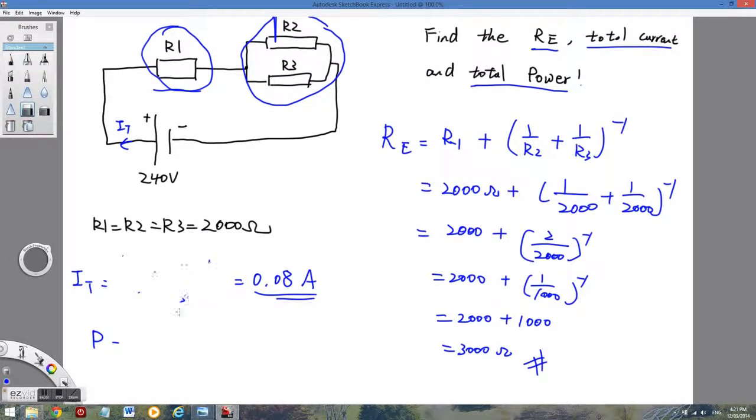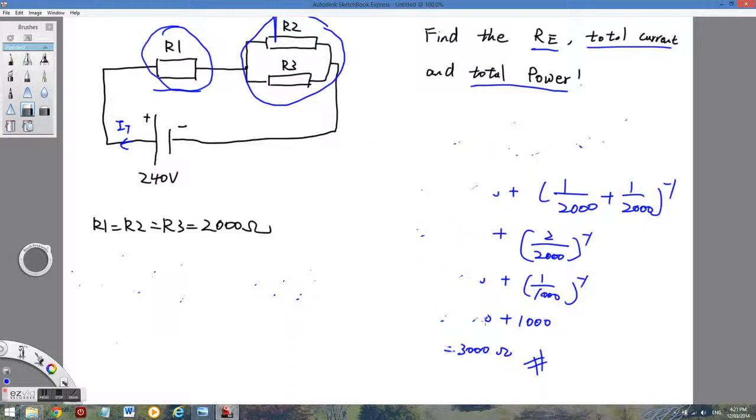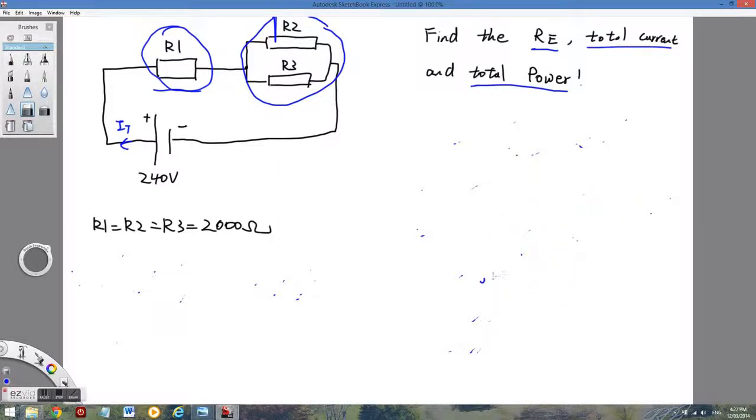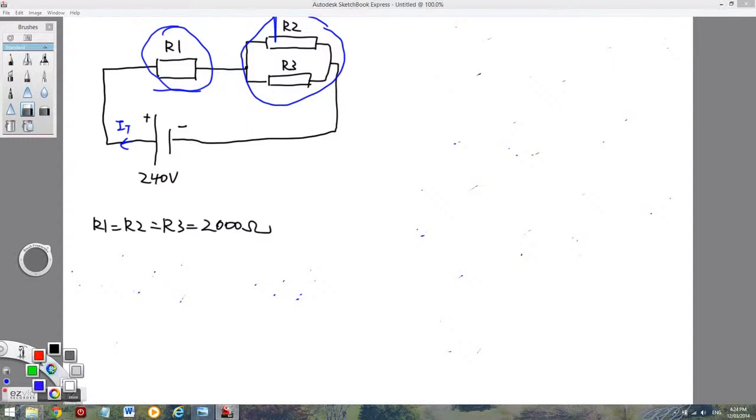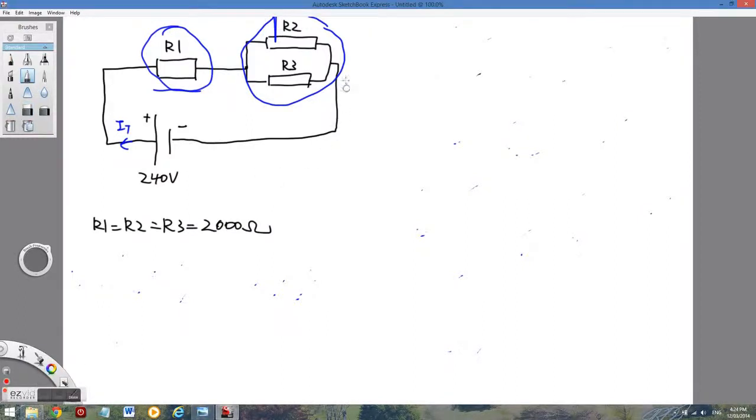Now let me erase all my answers, and let me find out the power and voltage of all the different resistors. Let me use a different color. We have three resistors, R1, R2, and R3.